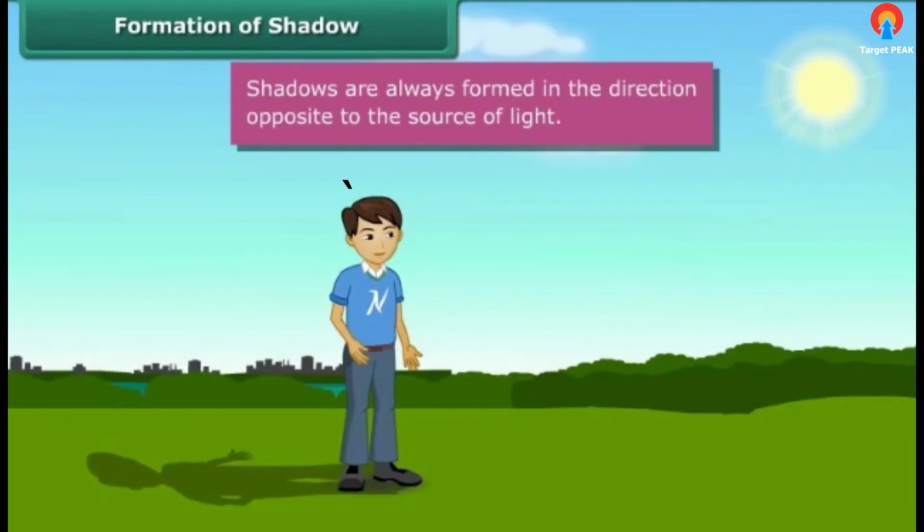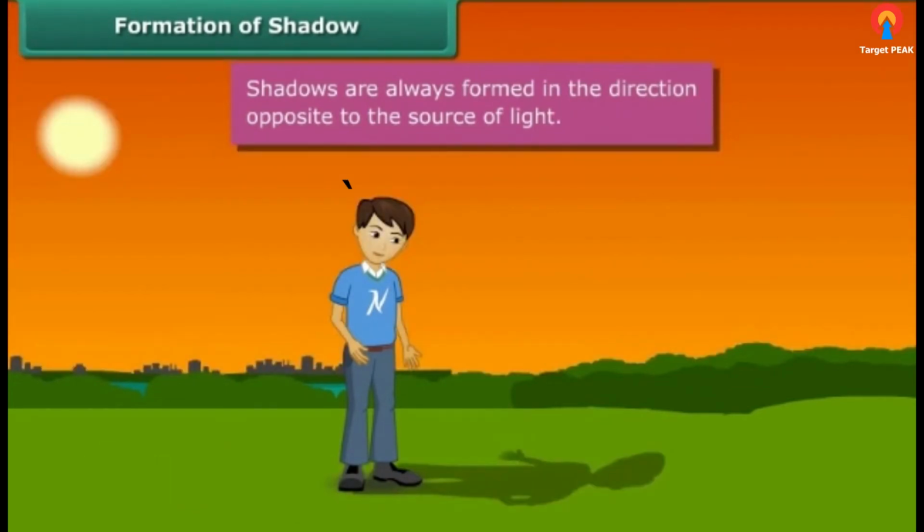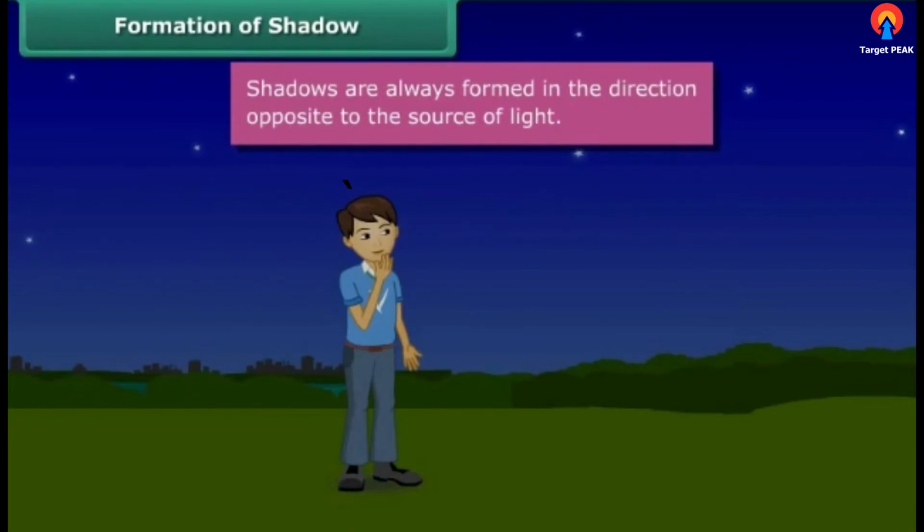In the morning, since you were facing the sun, the shadow was behind you. In the evening, the sun was behind you, causing the shadow to be formed in front of you. When the sun sets, there is no light, hence there are no shadows.